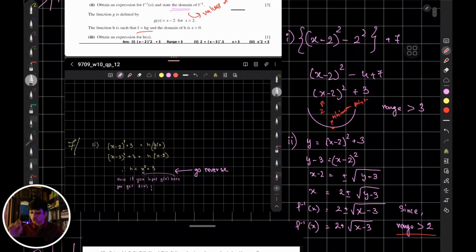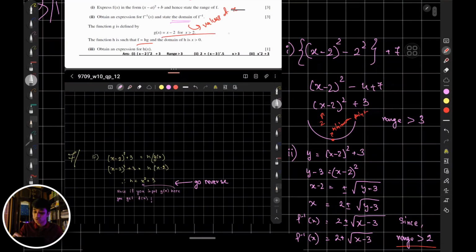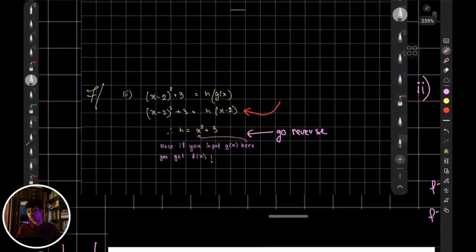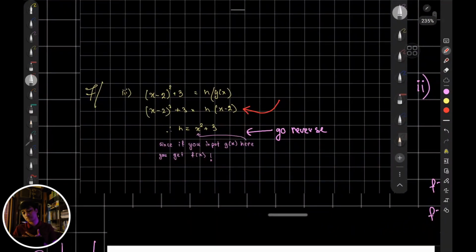Next, what do you do? Do you know g of x? Yes, you do. You know g of x is x minus 2. Plug that in over here. h of (x minus 2). Now, the question is, how do you find the expression for h over here?